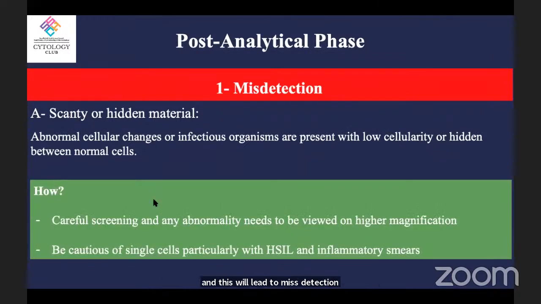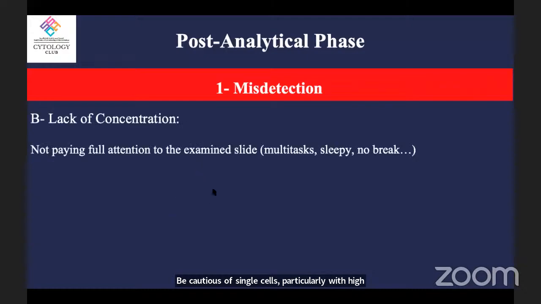How could we avoid it? Careful screening, and any abnormality needs to be viewed at higher magnification. Be cautious of single cells, particularly high grade, especially in atrophic patients and inflammatory smears. The second reason for misdetection is lack of concentration.